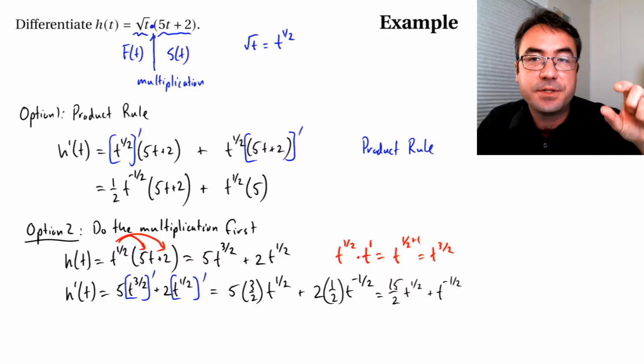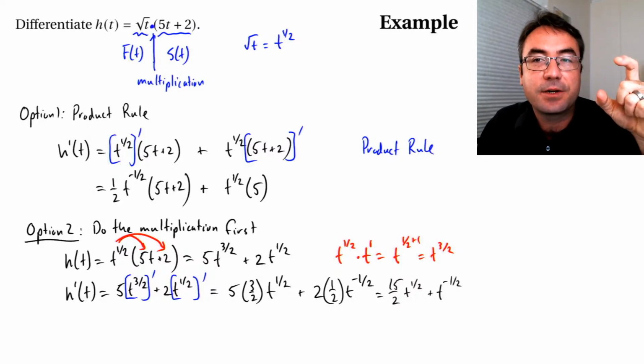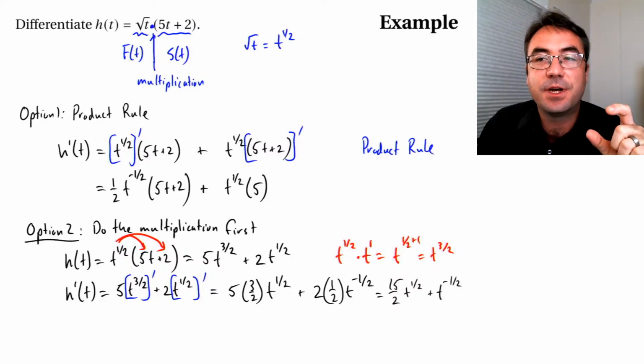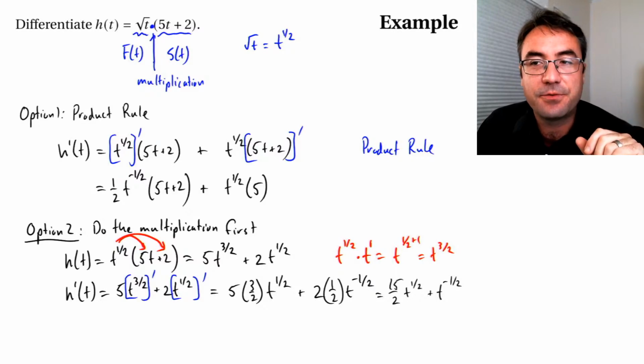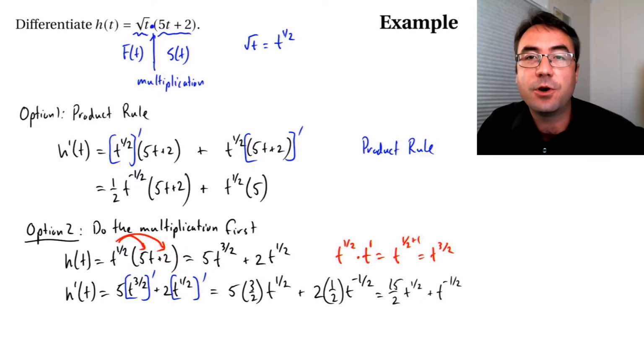And so if you notice, the result we got from using the product rule looks a bit different than the result we got just doing the multiplication first. But if you were to simplify, you could go back and forth between the two, and you'd actually see that they are equal.